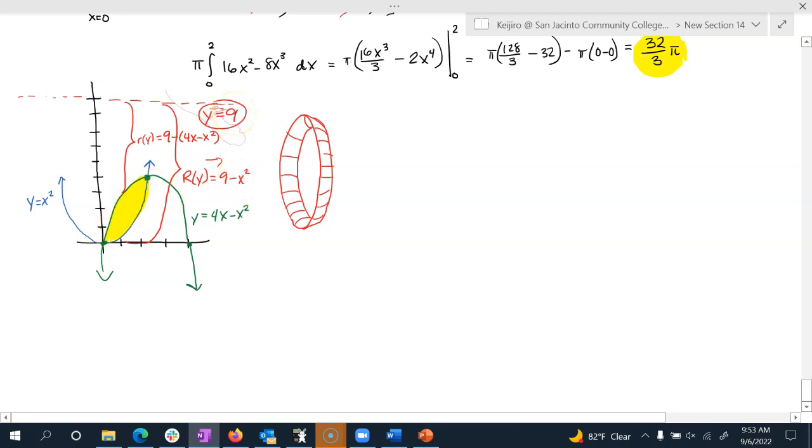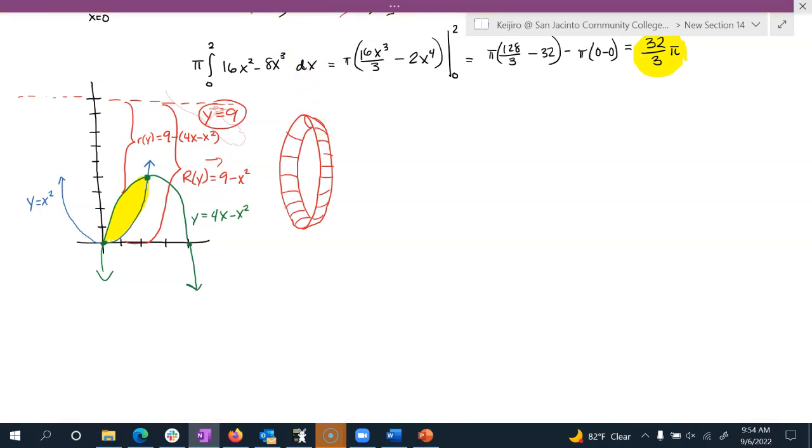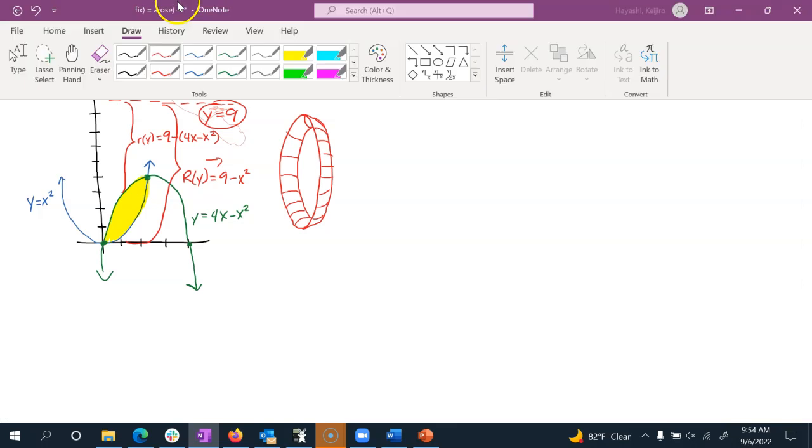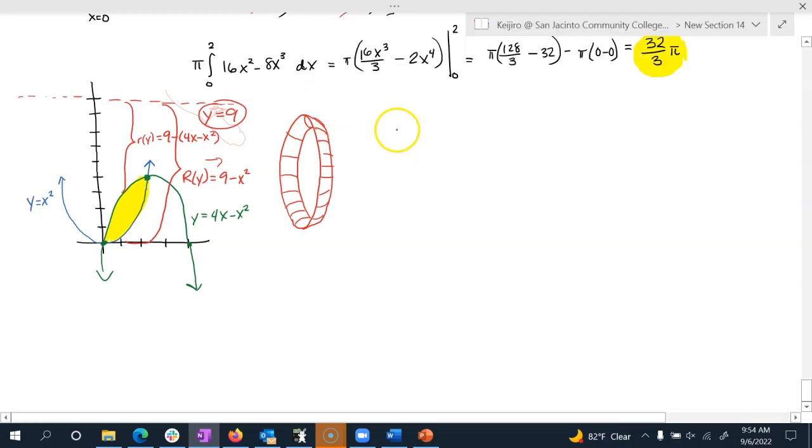That's the difference it's going to make if your axis of rotation is something different. You're going to do your axis minus the curve. Whether you're talking about an inside radius or an outside radius, you've got to do the radius minus the curve. So this is how that's going to look different. It's going to be pi times the integral, still from 0 to 2.